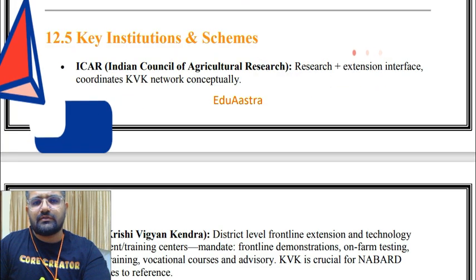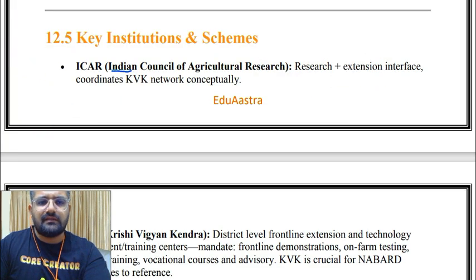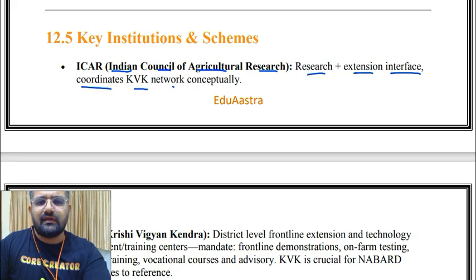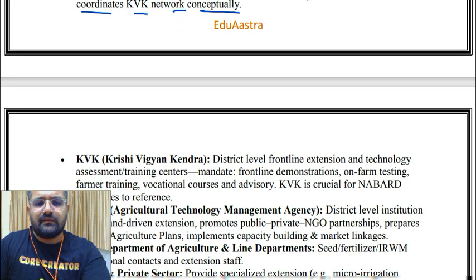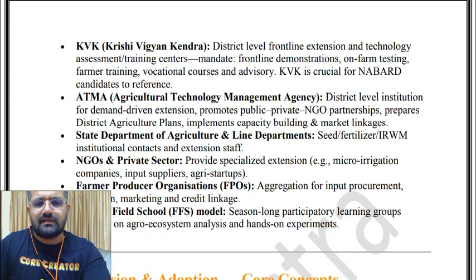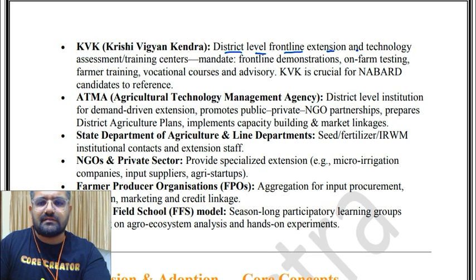Then key institutions and schemes: ICAR, that is Indian Council of Agricultural Research, Research plus Extension Interface, coordinates KVK network conceptually. Then KVK, that is Krishi Vigyan Kendra, district level frontline extension and technology assessment training centers, mandate frontline demonstrations, on farm testing, farmer training, vocational courses and advisory.